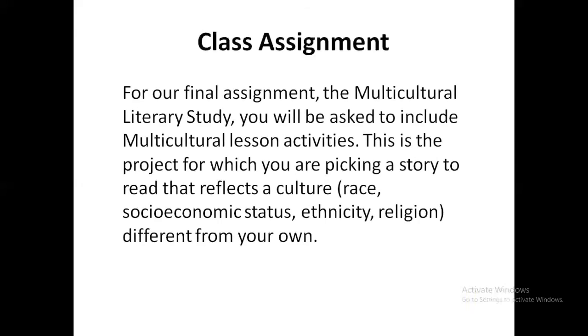For our final assignment, the multicultural literary study, which is due our final class, you will be asked to include multicultural lesson activities. This is the project for which you are picking a story to read that reflects a culture, a race, a socioeconomic status, an ethnicity, or religion that's different from your own. One way to do so is to consider the higher levels of Banks's hierarchy and include a lesson plan idea to reflect a more empathetic or community action approach.